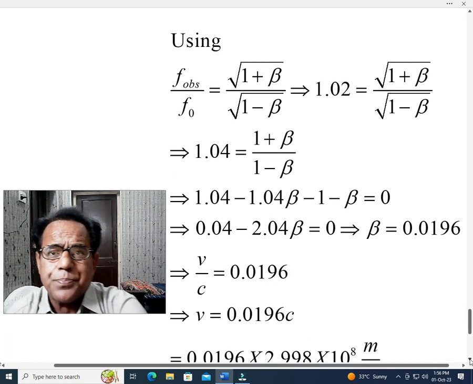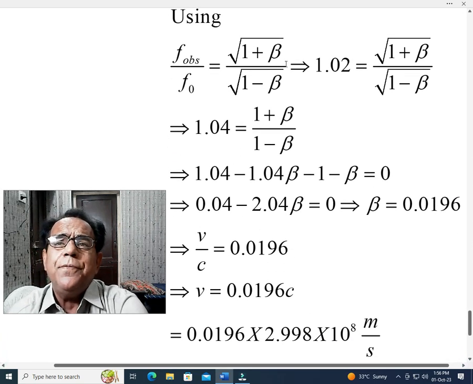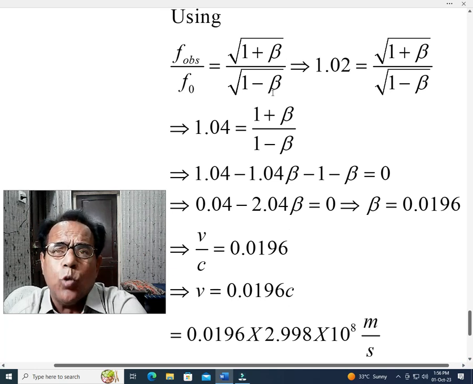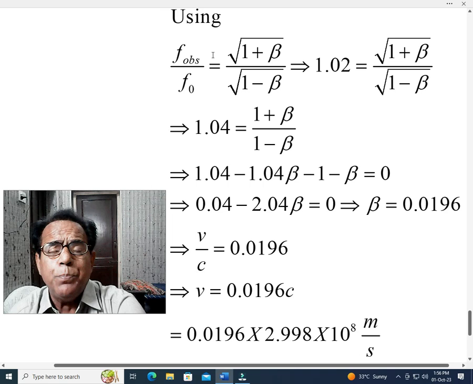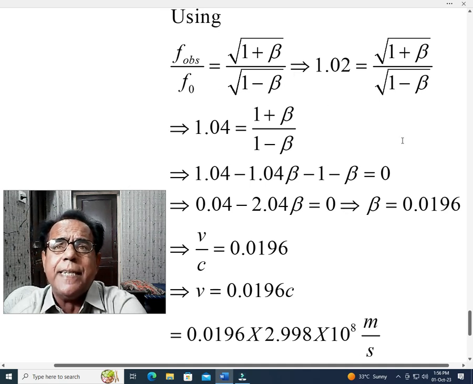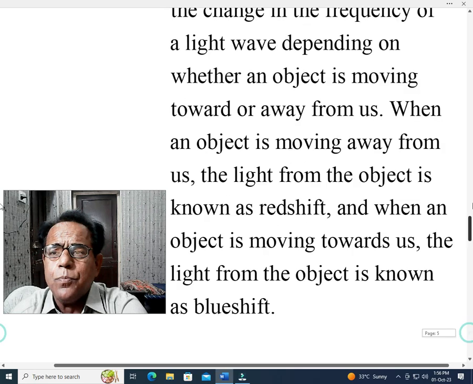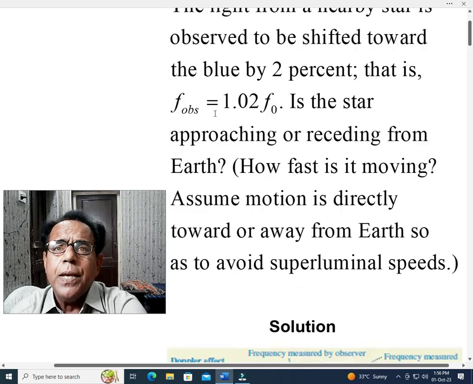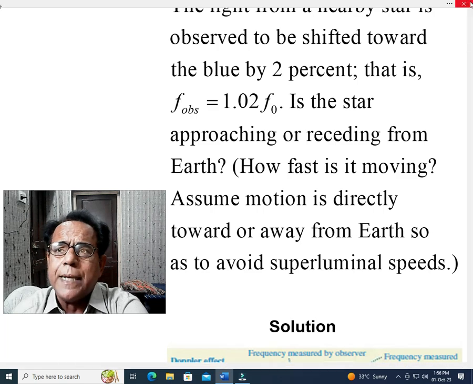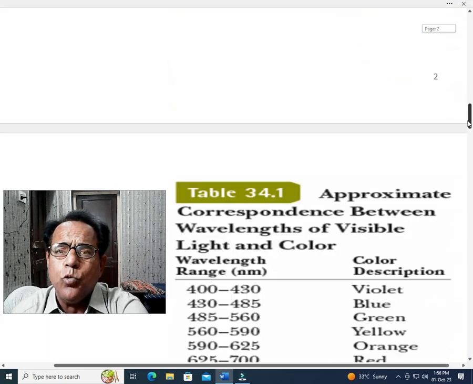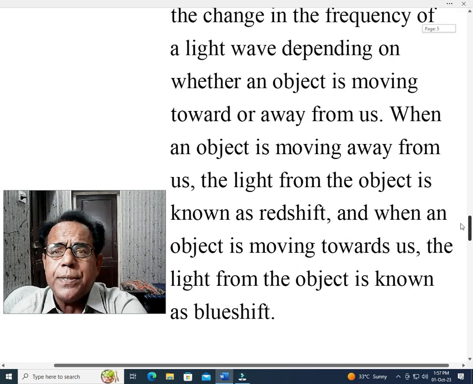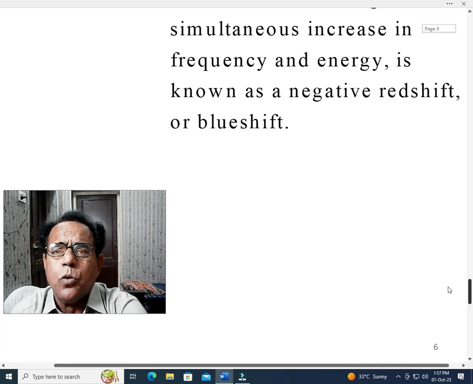Now, we are just applying the Doppler effect, using f observer over f naught equals the square root of 1 plus beta over 1 minus beta. The value of this is given in the statement. Once again we move to the statement. When we take f observer over f naught, it will become equal to 1.02. This is the situation where we have used 1.02 in place of f observer over f naught.